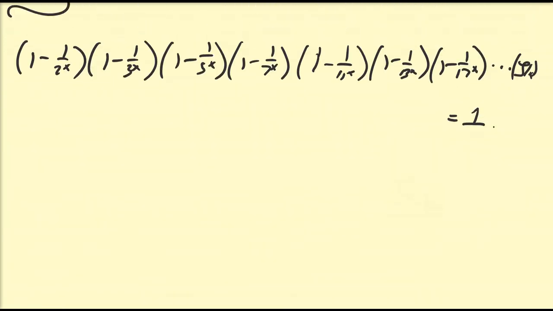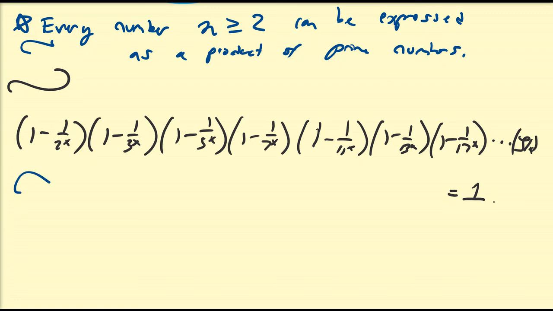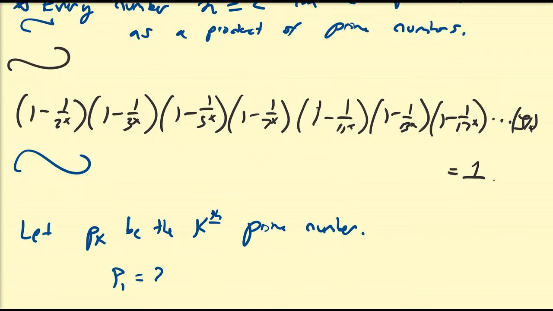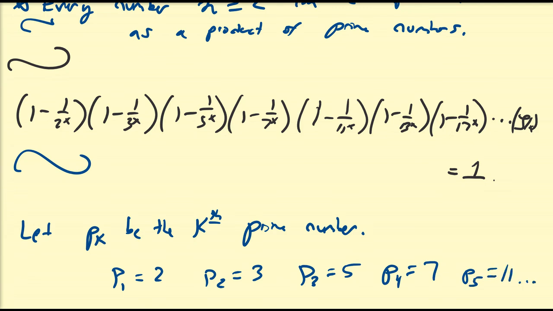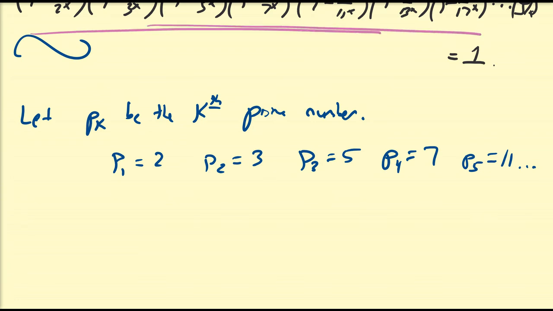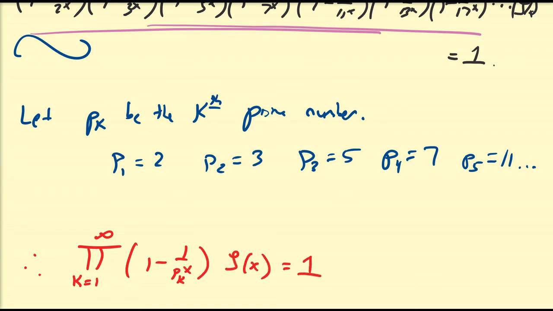All right, so how can we express this in a more compact manner? We're going to let p_k be the kth prime number. When I say the kth prime number, I mean that p_1 is equal to 2, p_2 is 3, p_3 is 5, then 7, next will be 11, and so on. So the left-hand side of this expression is an infinite product. So we can rewrite this as the product from k equals 1 to infinity of (1 - 1/p_k^x) times zeta of x must be equal to 1.